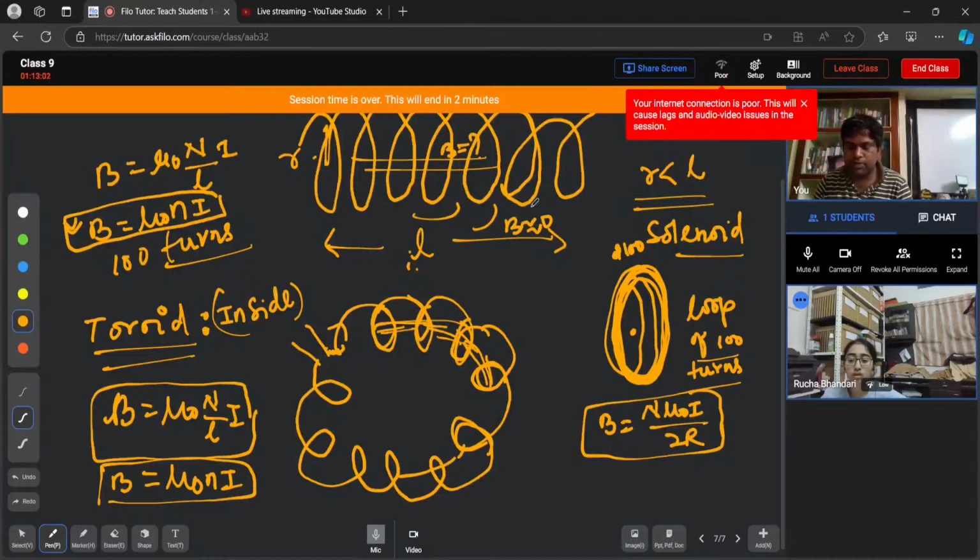So we'll derive it in the next class, and I think this is the last part. Two or three concepts we'll skip, we'll discuss them also.